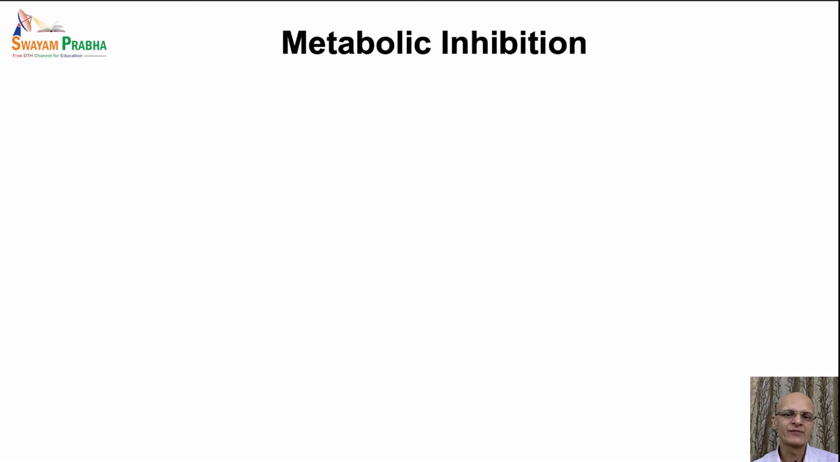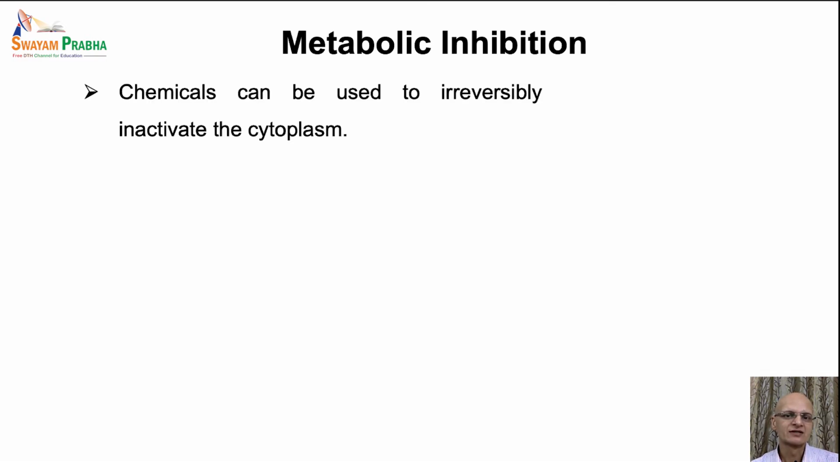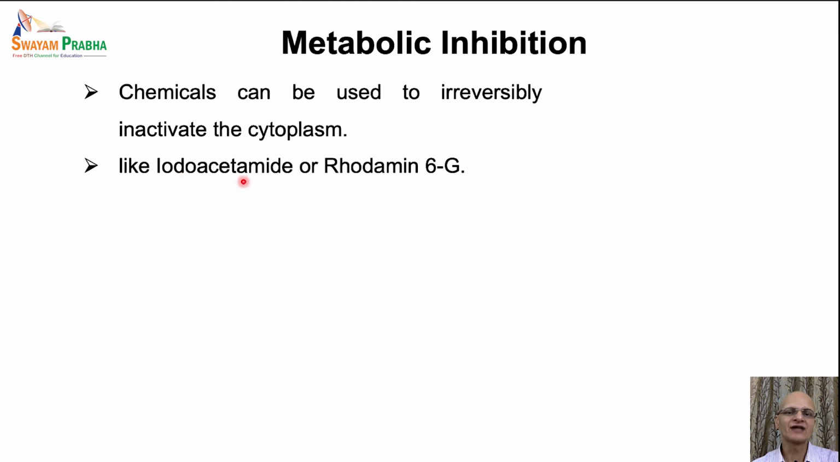Next is the use of metabolic inhibitors. Several chemicals are available that can interfere with the functions of the cell. Some of these chemicals can inactivate the cytoplasm irreversibly and inhibit it from further division, like the use of iodoacetamide or rhodamine 6G. Though the mechanisms of their action are not clearly understood, iodoacetamide is an irreversible inhibitor of the cysteine peptidases, and rhodamine 6G is a potent inhibitor of oxidative phosphorylation, and their application inhibits the cell division. They do not let the cell divide and grow further.